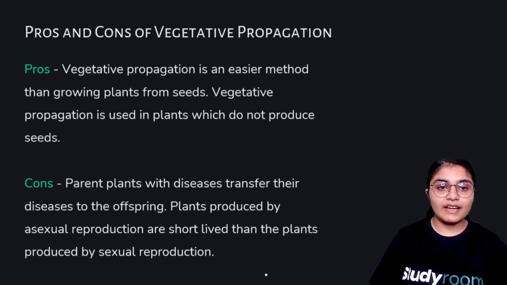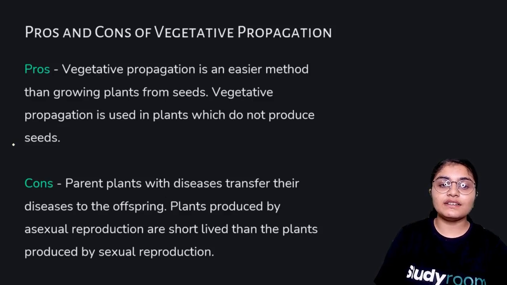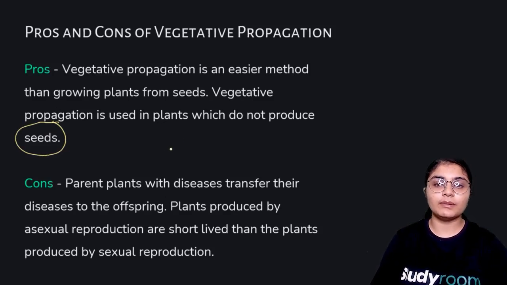The advantages are: vegetative propagation is an easier method than growing plants from seeds, and vegetative propagation is used in plants which do not produce seeds. So you can see here that it is a very easy method, and it can be used in plants which do not produce seeds. So the plants which do not produce seeds, how do those plants reproduce? They reproduce through vegetative propagation.